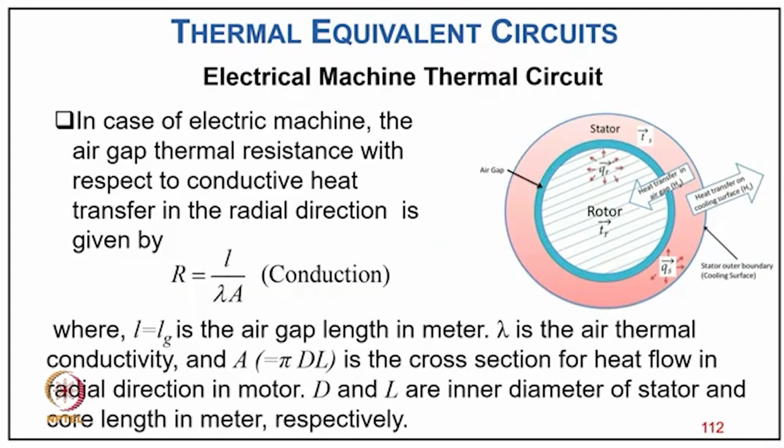Now coming to the electrical machine thermal circuit. As you can see, the geometry of the stator, then the rotor, with the air gap in between, and how heat flows from these different parts. So, in the case of an electrical machine, the air gap thermal resistance with respect to conduction heat transfer in the radial direction is given by R equal to L upon lambda A by conduction, where L equal to Lg is the air gap length in meters, lambda is the air thermal conductivity, and A equal to pi D L is the cross section for the heat flow in the radial direction in the motor, that is the surface area at the air gap. D and L are the inner diameter and stator core length in meters respectively.